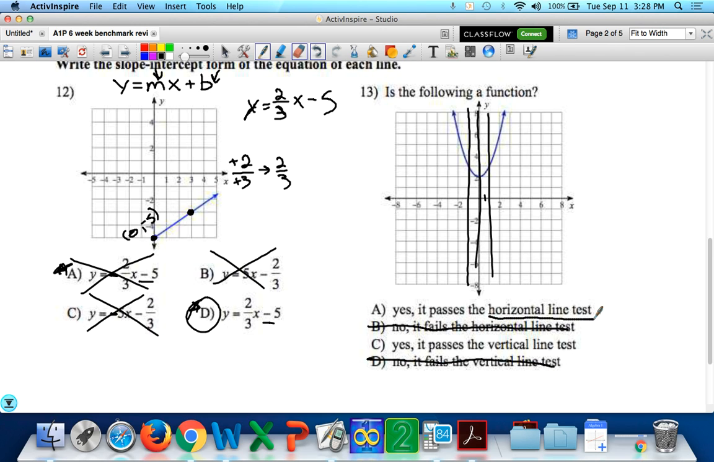We have never used anything called a horizontal line test. Never. We have only used the vertical line test. So don't get confused with that tomorrow, please. Don't get confused.